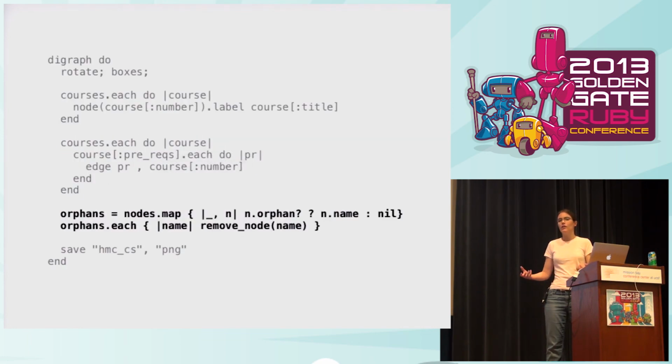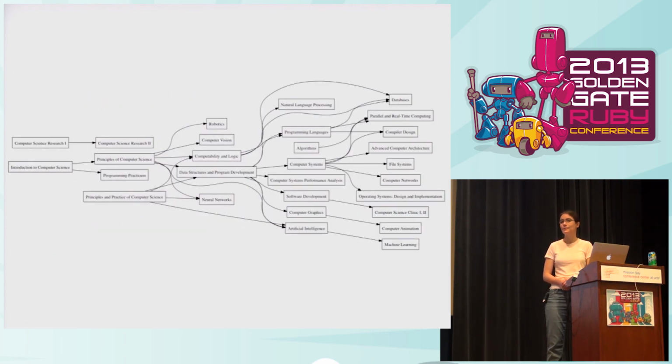Finally, it turns out that there's several courses that have no prereqs other than by instructor permission, and I don't care about those right now. So they're all orphans in my graph. They're not connected to anything else, and graph the gem provides you a .orphans method. And so we're going to take all those orphans and pull them out of the graph with remove node. Finally, we're going to save this as HMCCS PNG, and what we get is this.